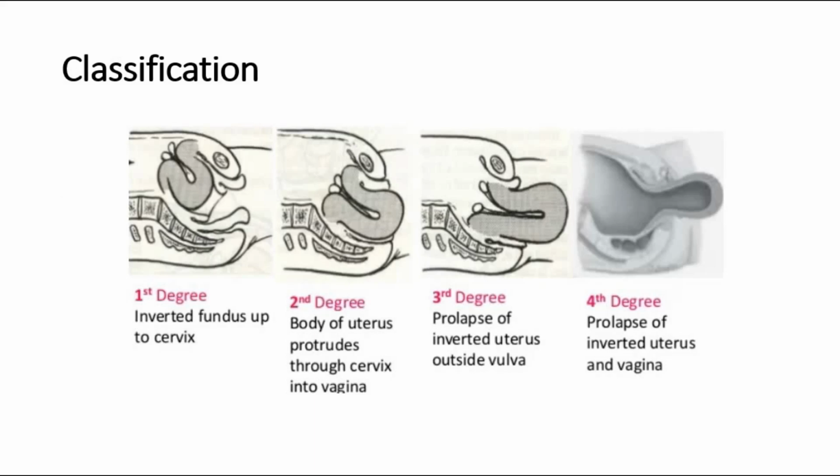For classification, there are 4 degrees of uterine inversion. The first degree is when the inverted fundus is up to the cervix. Second degree is the body of the uterus protrudes through the cervix into the vagina. This second degree type is the most common type of uterine inversion. Third degree is uncommon, where there is prolapse of the inverted uterus outside the vulva. And fourth degree is prolapse of inverted uterus and also the vagina.